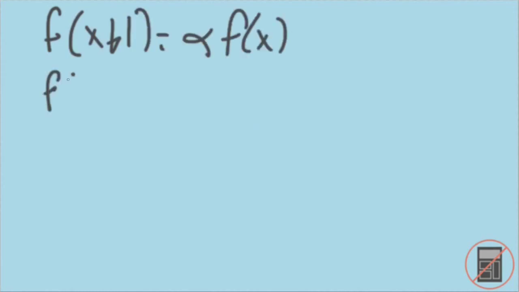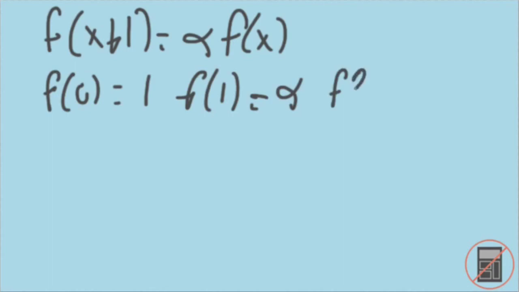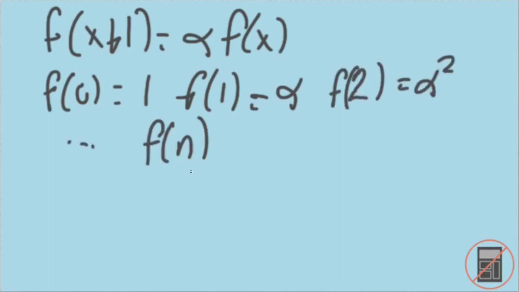So, we'll use this function multiple times. We can see f of 0 equals 1, f of 1 equals alpha, f of 2 equals alpha squared, and so on. And f of n, where n is an integer, is going to be equal to alpha to the n. Now this is only for the integers, so we have to be a little more precise to get it for all the real numbers.